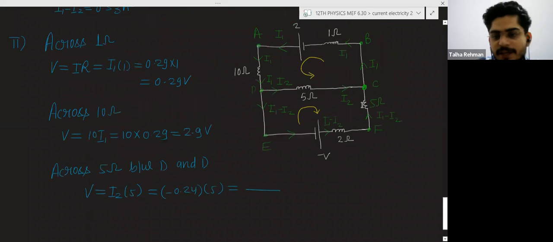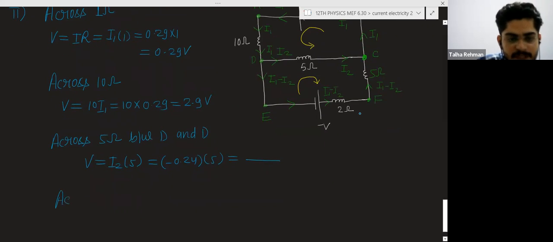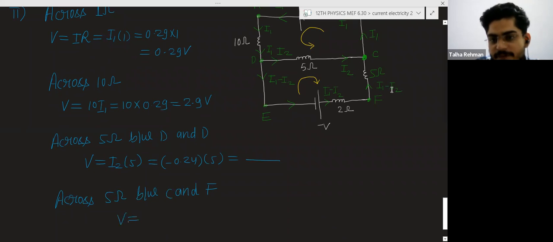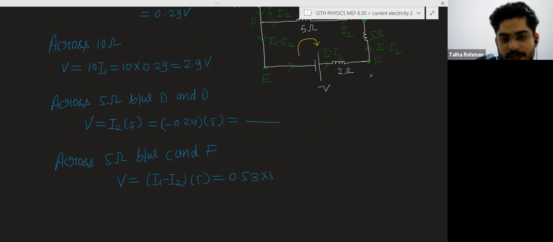Now, if you want to find the voltage across the points C and F, means across 5 ohm between C and F, what is the voltage? Voltage is equal to current into resistance. So the current is I1 minus I2 and you will multiply it with 5. What is I1 minus I2? 0.53 into 5, and you can calculate it by yourself.